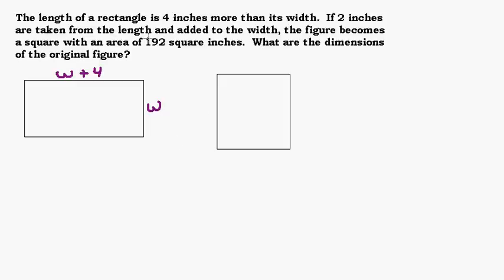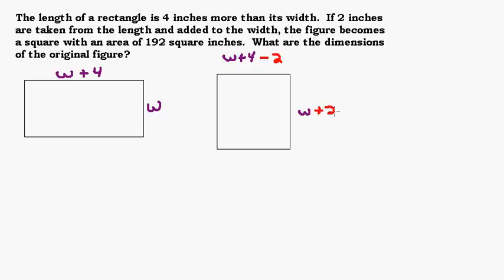If 2 inches are taken from the length and added to the width. So here's my length. I'm going to take away 2 from that. So let me write that over here. Here's my length. But what did I do? I took away 2 from that. And where does it say that 2 went? Taken from the length and added to the width. So my width, I added those 2 to the width.